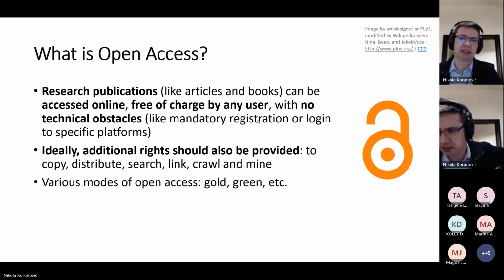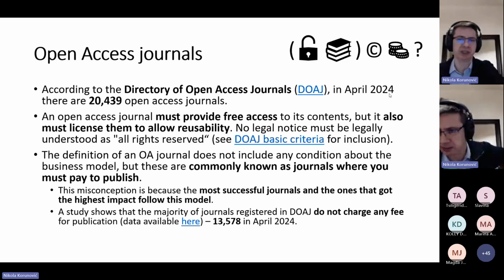What is open access? Its definition is that those are research publications, for example, articles in journals or books, that can be accessed online, free of charge by anybody, with no technical obstacles. So anyone can download it, they do not have to be researchers, no logins are required, no registration, nothing. Ideally, in addition, you should have rights to copy, distribute, and search those papers, etc. There are various modes of open access, and we will explain them all now and what is in fact real open access.